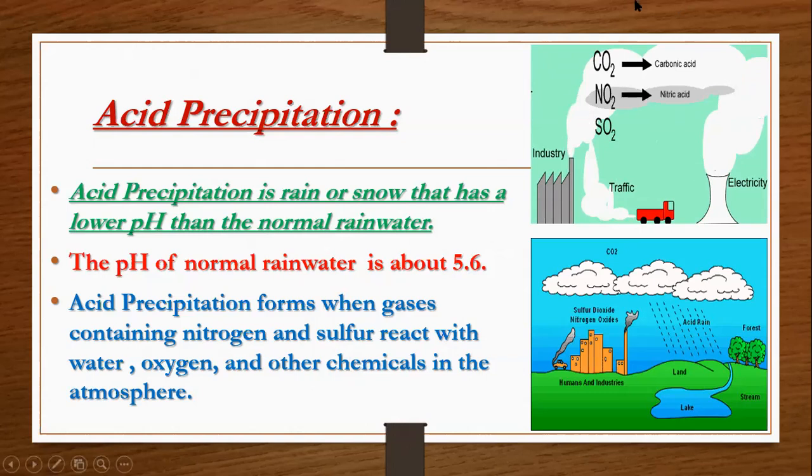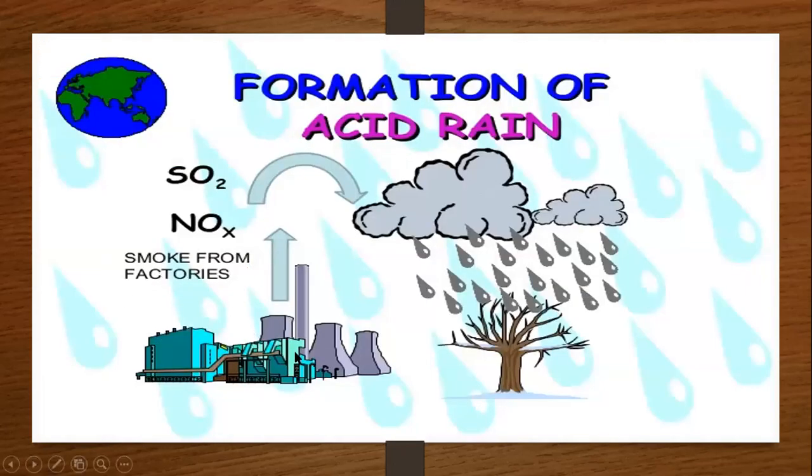So when these compounds, carbon dioxide, nitrogen oxide, and sulfur dioxide, react with water vapor, they form clouds. Then what will happen? It falls as acidic rain. So here, from burning fossil fuels, these compounds, sulfur dioxide, nitrogen oxide, and carbon dioxide, will combine with the water vapor and form clouds. When these clouds become heavy, the water falls down as acid precipitation.